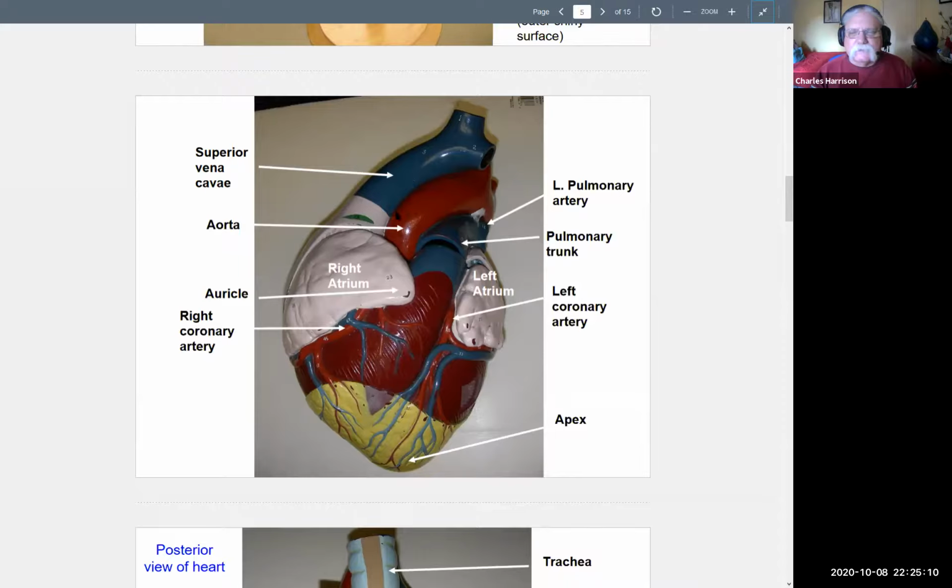The vena cava, right atrium, just looking from the surface now. Okay, here's the right coronary artery, one in red. The right coronary vein is right next to it. Here's the aorta. Here's the left atrium. The pulmonary trunk is here. Apex down here. Here's the left coronary artery.